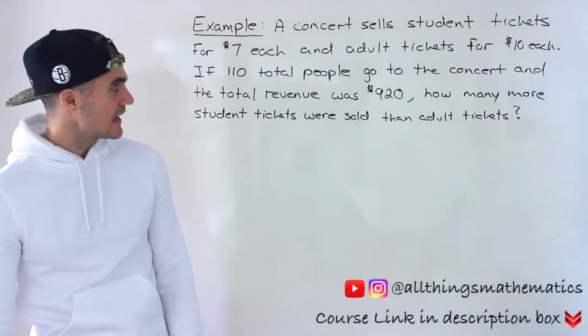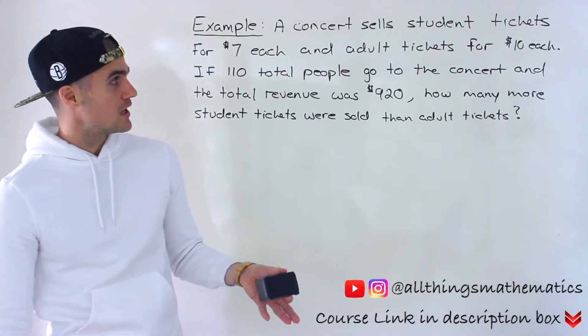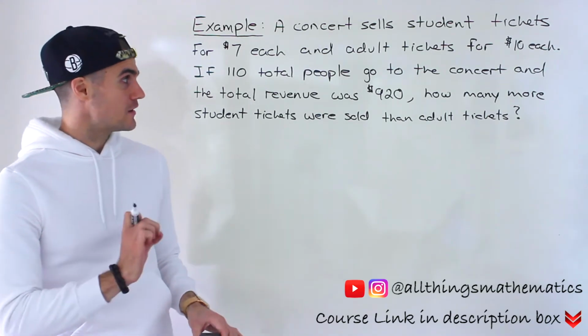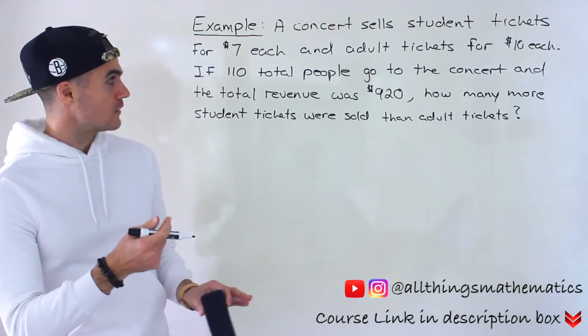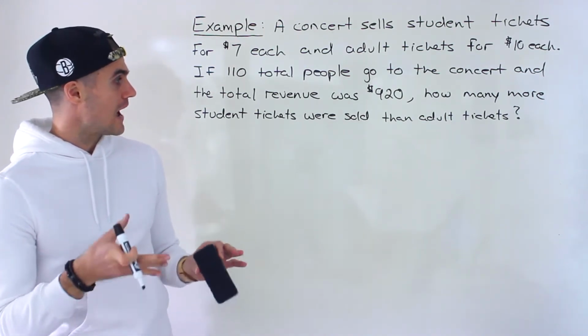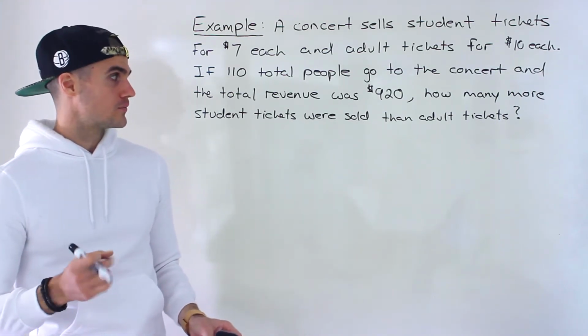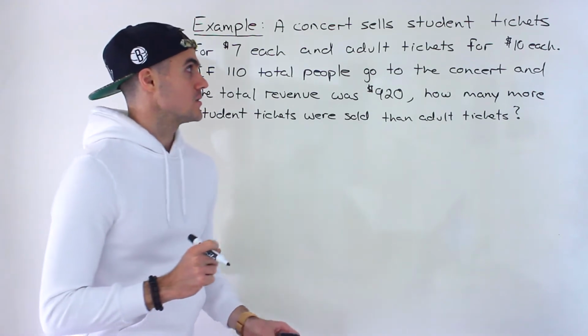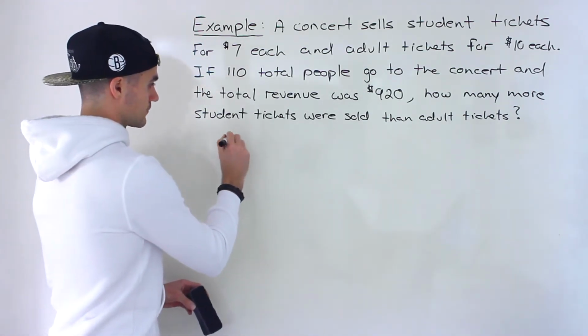Moving on to the next example. A concert sells student tickets for $7 each and adult tickets for $10 each. If 110 total people go to the concert and the total revenue was $920, how many more student tickets were sold than adult tickets? So we have a concert here.